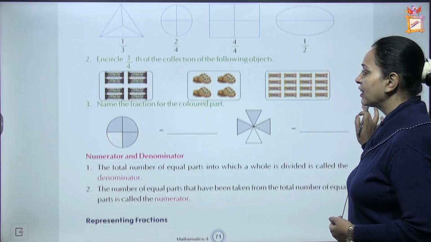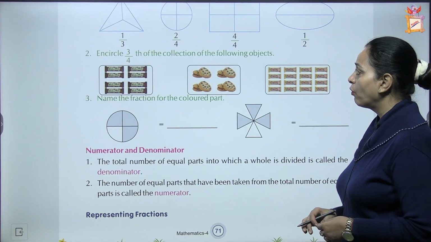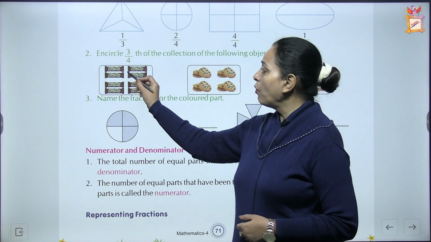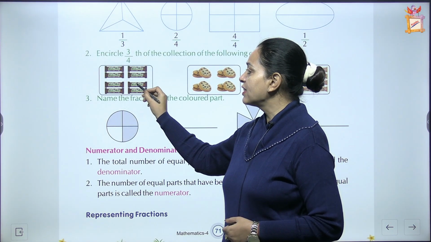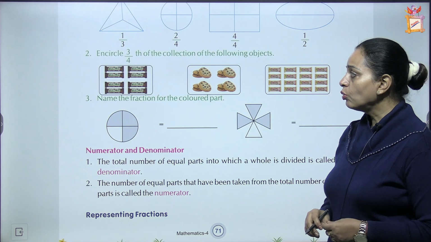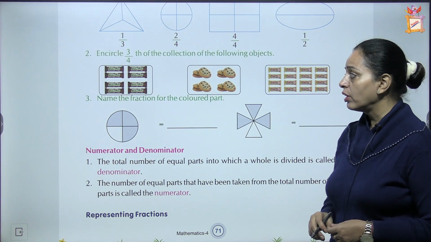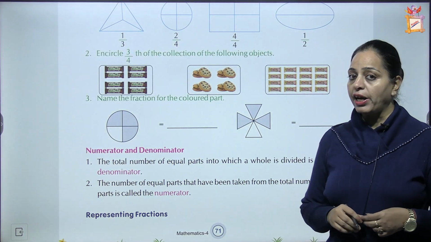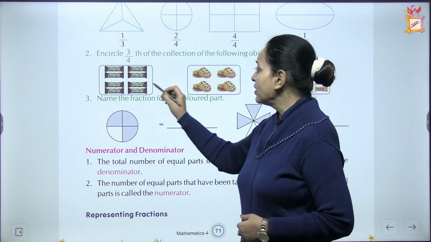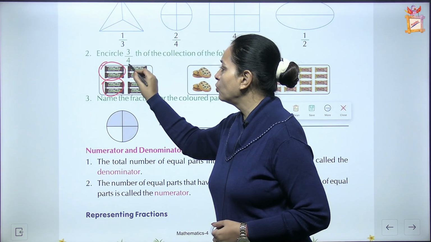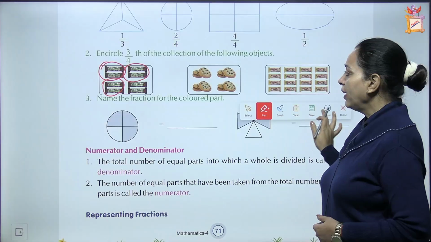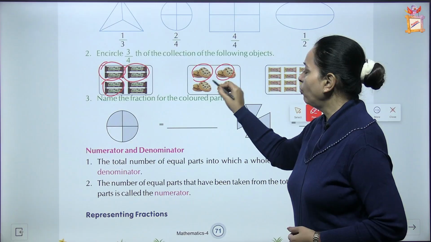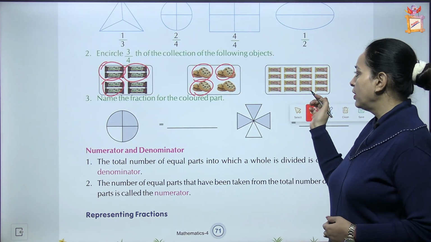The second is: encircle 3/4 of the collection of the following objects. 3/4. So here we have 1, 2, 3, 4, 5, 6, 7, 8. So what to do? It means 3/4, so total 4 groups. Out of 4 groups we have to take 3 groups. So we can circle 1, 2, 3. Then here we have total 4 groups, so circle any 3. Similarly, you can do this.